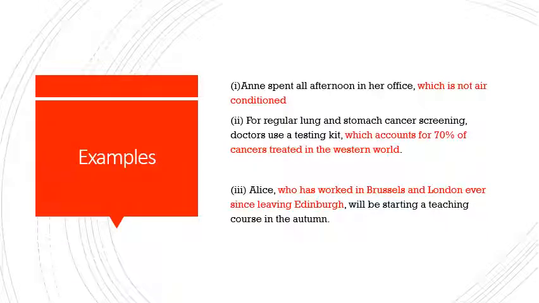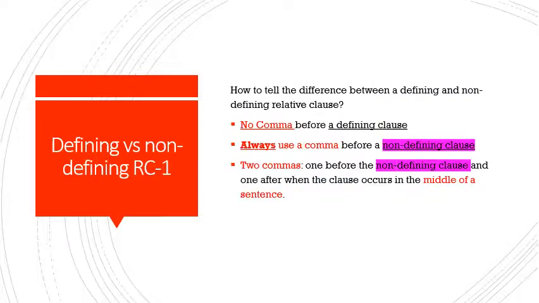For more clarification, you have these three examples where in one, the relative clause, which is not air conditioned, simply tells us more information about Anne's office. It doesn't tell us in which office she spent the afternoon. That has been defined already by the personal pronoun her. The same holds true for examples 2 and 3 respectively.